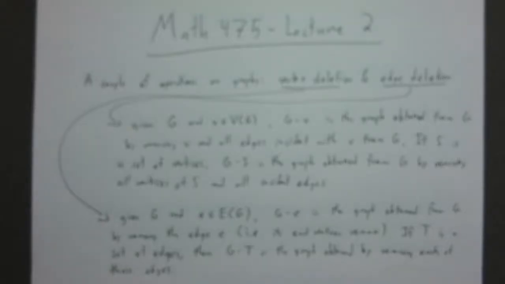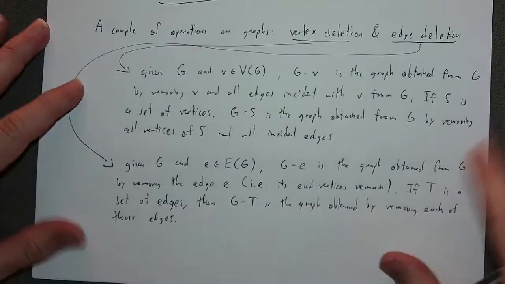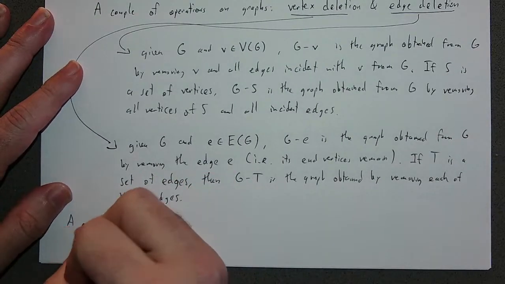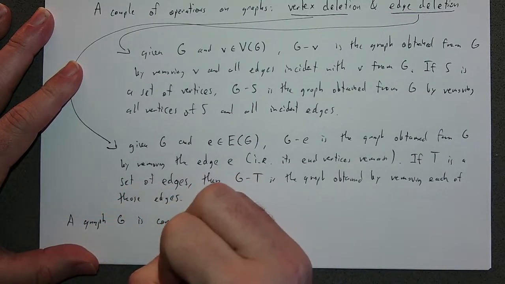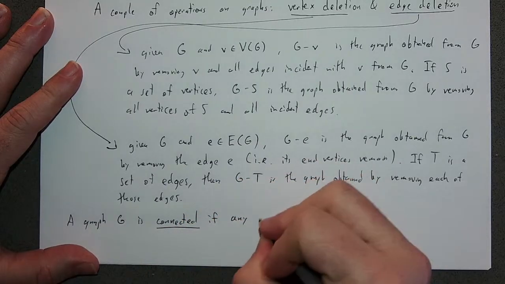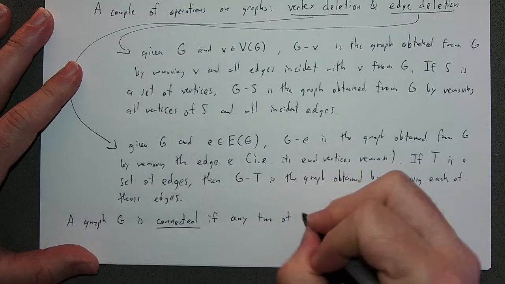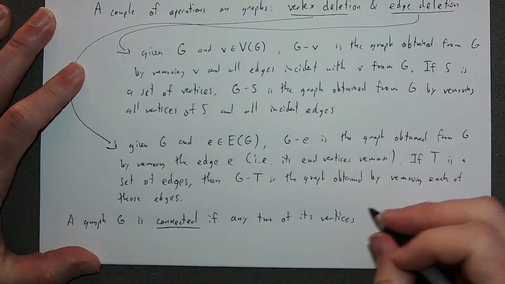Okay, so pretty intuitive operations here. You might already be thinking about how this relates to a notion of graph being connected, but we haven't actually even defined what it means for a graph to be connected yet, right? So what does that mean? So I'll just put it here. A graph G is connected if any two of its vertices can be joined by a path.